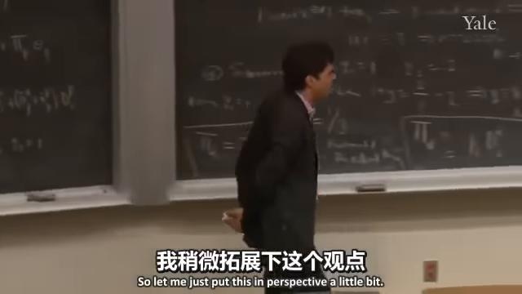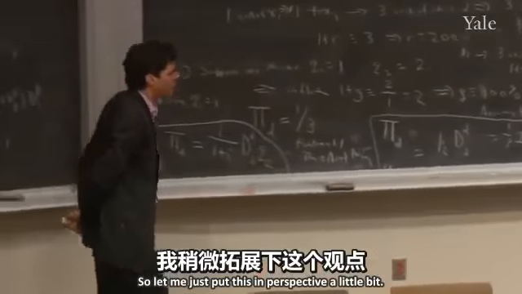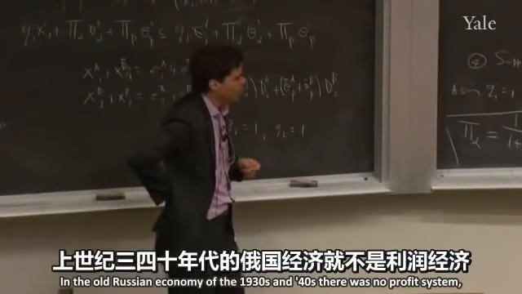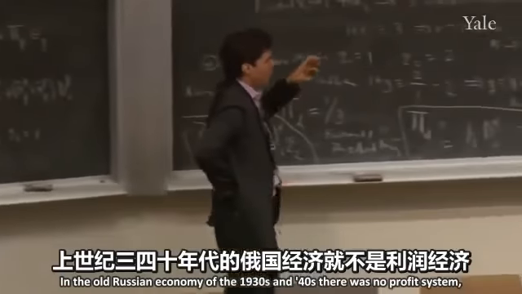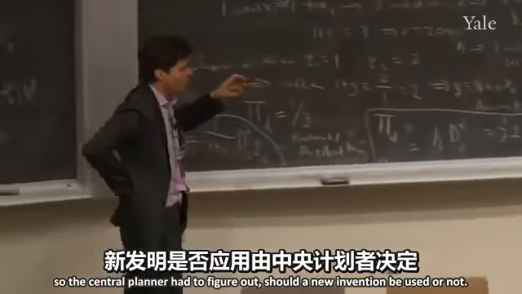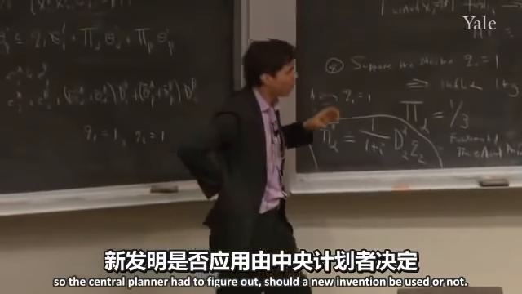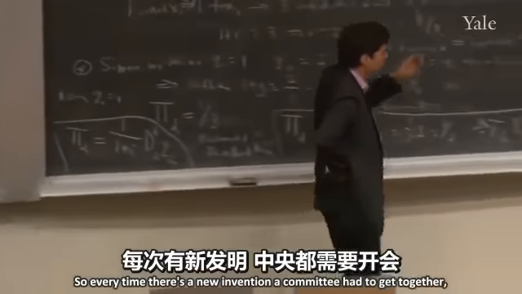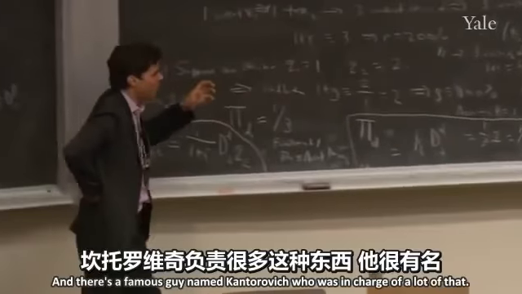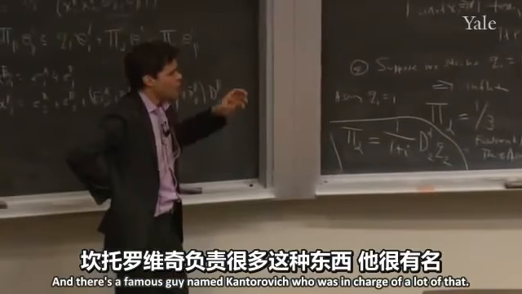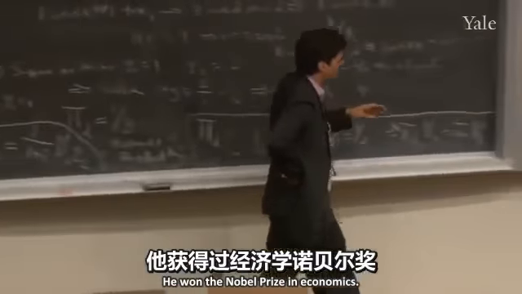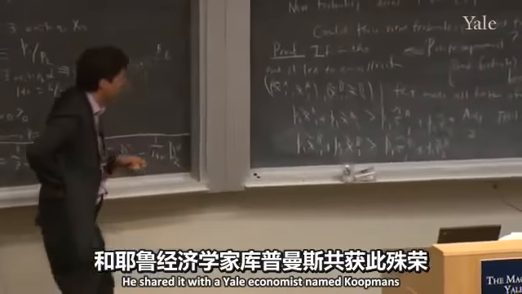So let me just put this in perspective a little bit. In the old Russian economy of the 1930s and 40s, there was no profit system. So the central planner had to figure out, should a new invention be used or not? So every time there was a new invention, a committee of central planners had to get together and decide whether to use it or not. And there was a famous guy named Kantorovich who was in charge of a lot of that. He won the Nobel Prize in economics. He shared it with a Yale economist named Koopmans.